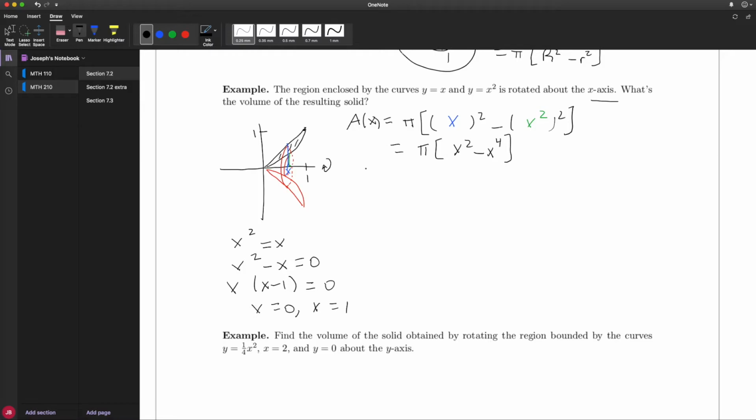Okay, so that means that the volume of this strange looking solid that we get here, I guess you could call it a bowl shape, is the integral on the x bounds of the region, so 0 to 1, of A of x dx, which we found to be pi times x squared minus x to the 4 dx. Okay. And this is, let's see, pi, and you get x to the third over 3 minus x to the 5 over 5.